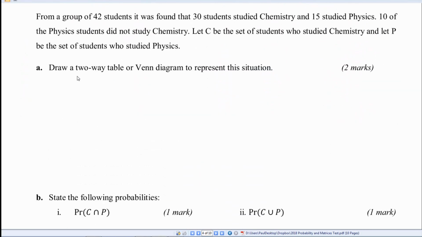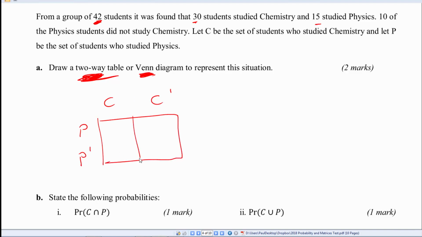Alright, so for this one here, in my opinion, even though I'm a massive fan of Venn diagrams, this one was much better to do via the two-way table. Okay, so we had 42 students in total, 30 studied chem, 15 physics. So we've got chem or not chem, and physics or not physics in our two-way table. Alright, so what we're going to do is draw up those and add our totals on here.